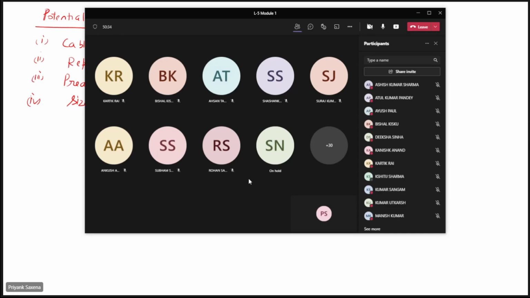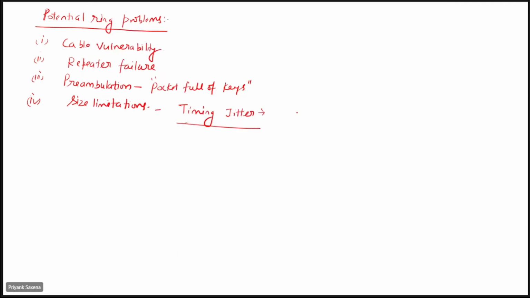And this is also similar to that only. Timing jitter is nothing but a clock deviation. It's a very important term. This is a very important thing. It's called a clock deviation.